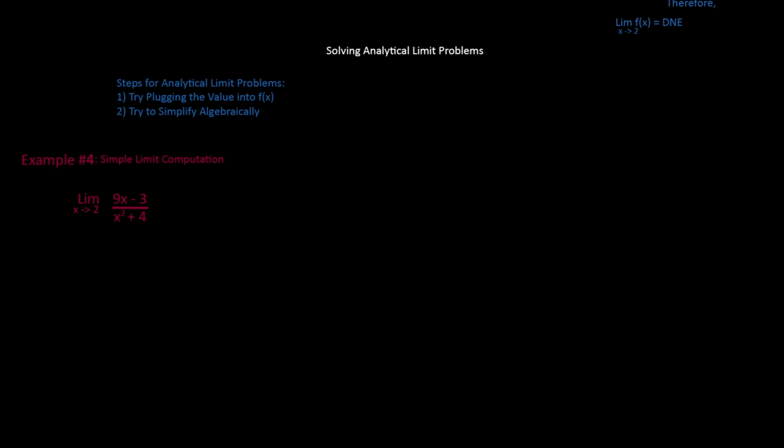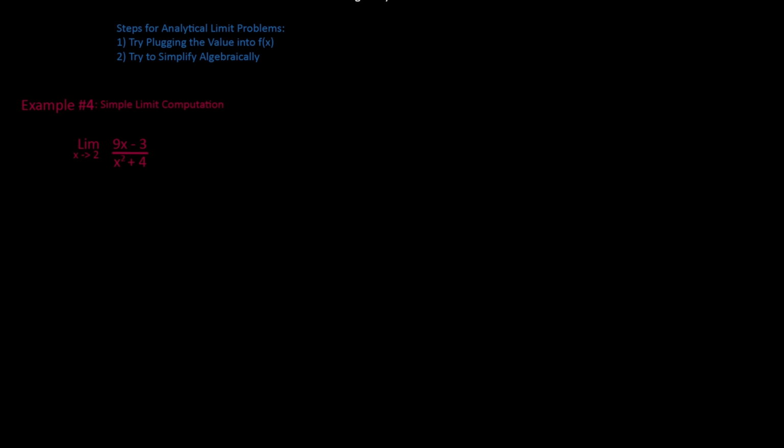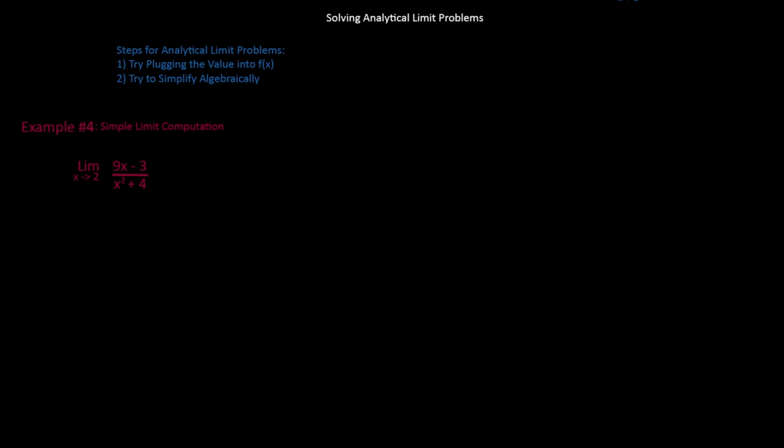For the fourth example, we begin by trying to plug in. Fortunately, this works in our favor and gives us no problem when we plug in x equals 2. We get 9 times 2 minus 3 over 2 squared plus 4. This results simply in 15 over 8.